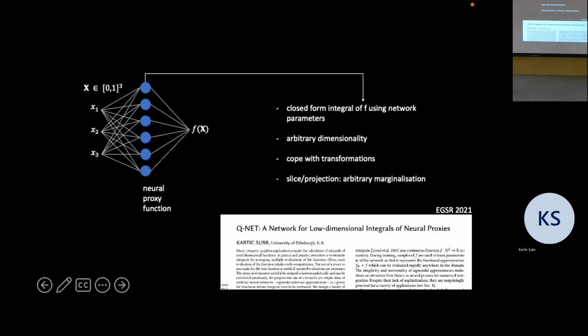So what I was trying to do here was to come up with an analytical method so that once you train this function, you take the weights of each of these layers and then learn what the integral was. So I calculate the integral directly from the weights.